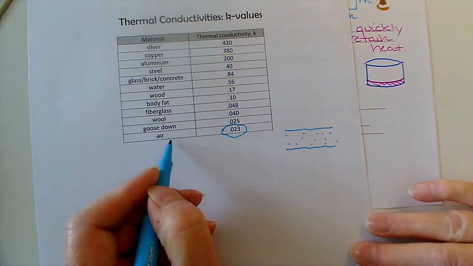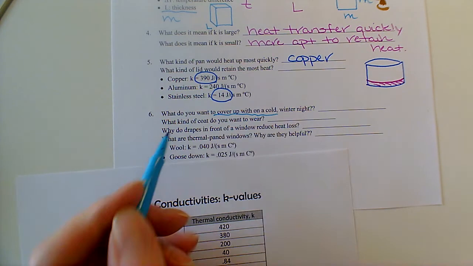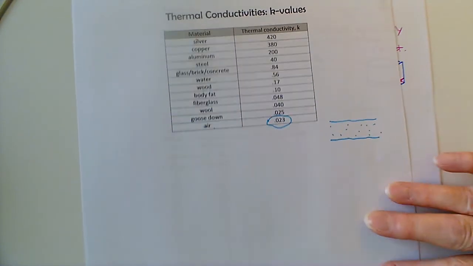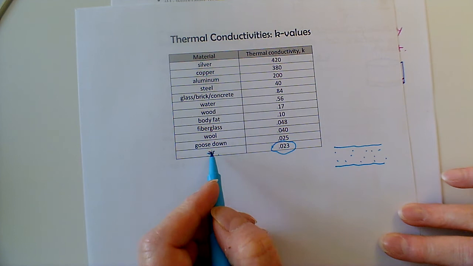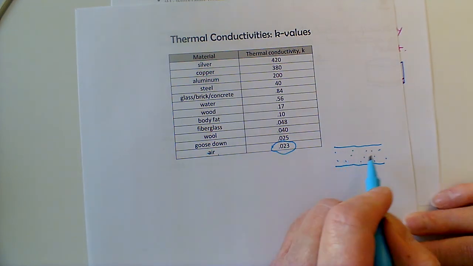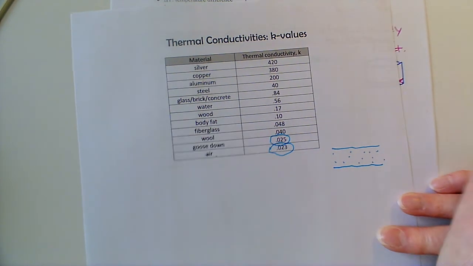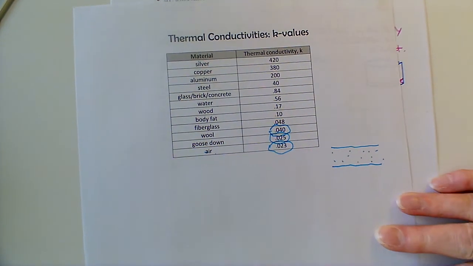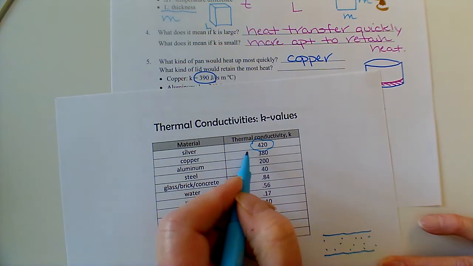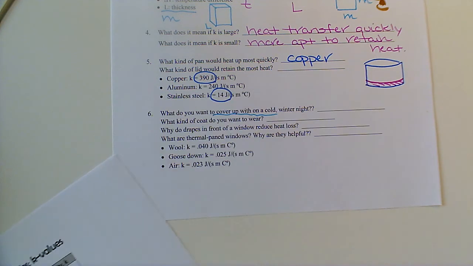So yeah, I'm going to use my comforter on a cold winter night. What kind of coat do I want to wear if I go outside in the wintertime? Well, I could wear a puffy coat that's like a comforter. Again, there's air pockets in that puffiness. I might wear a goose down coat. I might wear a wool coat. Okay, those are all good ideas. I am not going to wear a silver coat or a copper coat out in the winter. That would make me very, very cold.